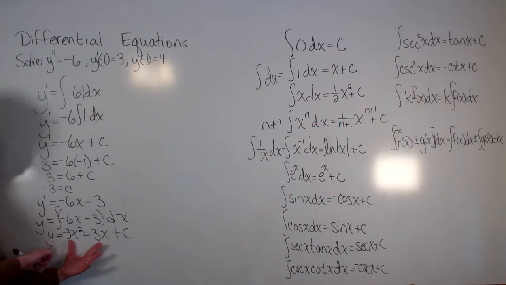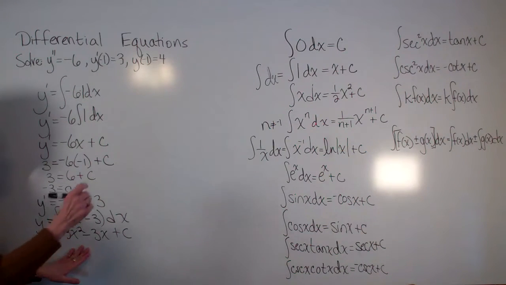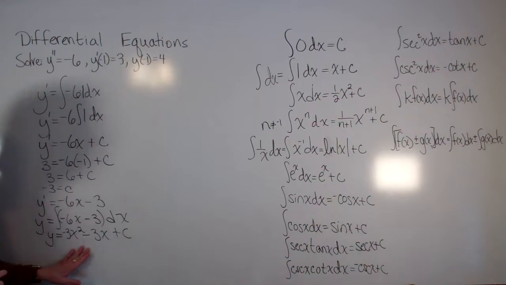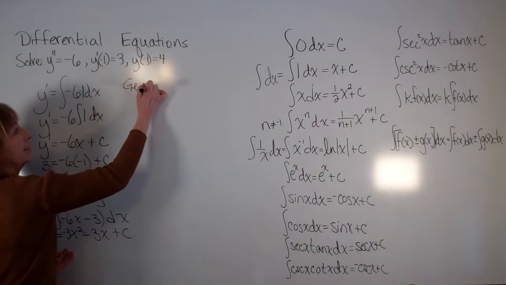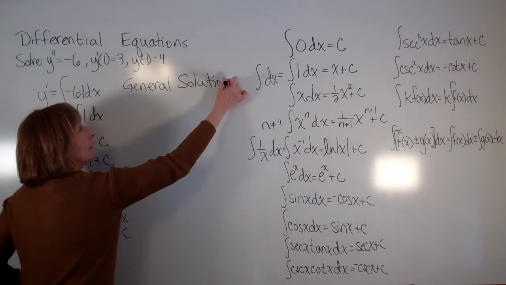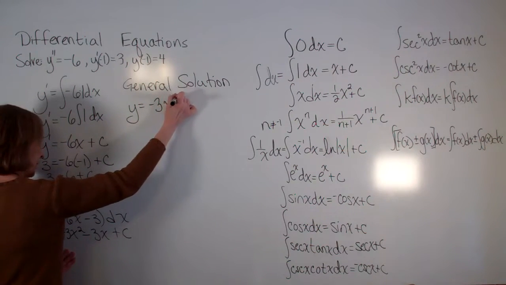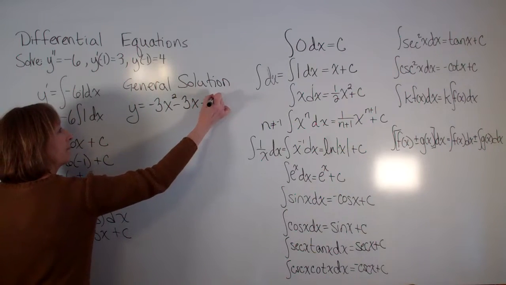This gives me my general solution to that differential equation. It is a function whose second derivative is negative 6. But I also want to make sure that if I have these extra conditions given to me, that I find the correct value of my constant term so that these conditions are met. So right now we have the general solution of y is equal to negative 3x squared minus 3x plus c.